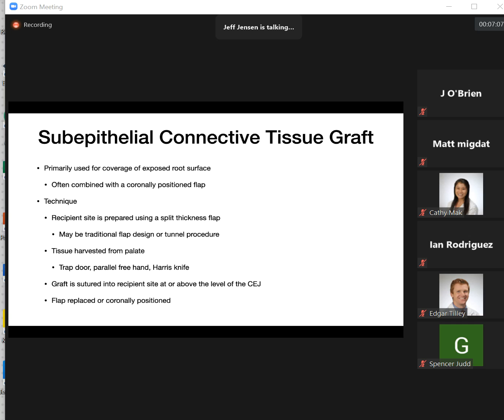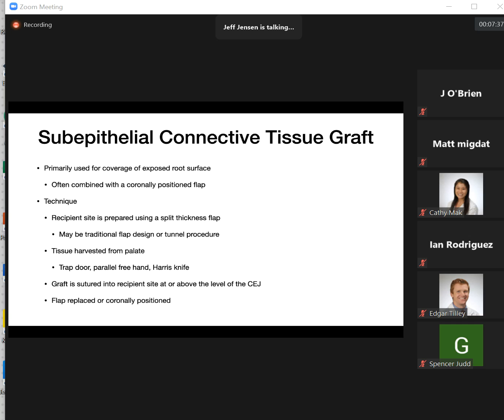A traditional flap design, again, would be we can release some of the papilla, do some verticals, or in a tunnel procedure, and I'll have some pictures of that, we can actually leave the papilla intact, but undermine them and kind of loosen them and loosen the tissue around, creating like a little tunnel that we can place our graft into. So we prepare the site, we clean the teeth, we get our flap ready and prepare the recipient site, and then we harvest tissue from the palate.